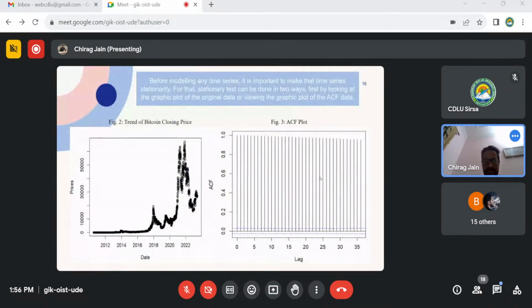So the core part of my research is this slide, that before applying the ARIMA model, I need to ensure that the time series should be stationary. So for that, I drew this plot, figure number 2. Here, the mean and the variance are not constant. And figure number 3 shows the ACF plot, which is the autocorrelation function plot. Here, all the spikes are crossing the blue dotted lines. So by this, I got to know that my data has the problem of autocorrelation.